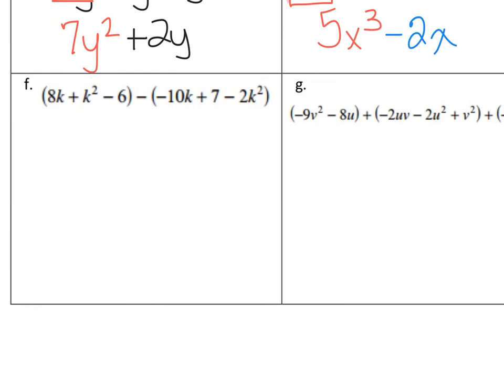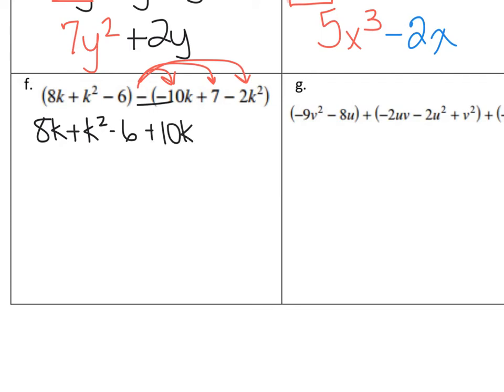Once again, we have to distribute that negative, that minus sign, so it gets distributed to every term in the second set of parentheses. So the first expression does not change. A negative negative is a plus 10k. Negative positive is a minus 7, and negative times negative 2k squared is 2k squared.